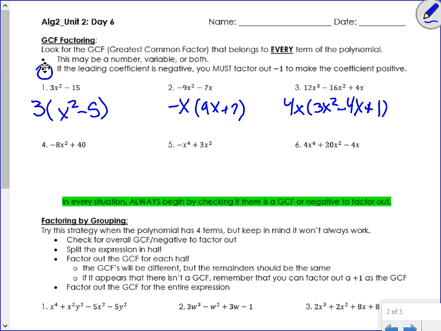Okay, so if I start with 1, 2, 3 terms, my answer should still have 1, 2, 3 terms inside of the parentheses. You can't take something that has 3 terms and turn it into something that has 2. Questions on the first 3?